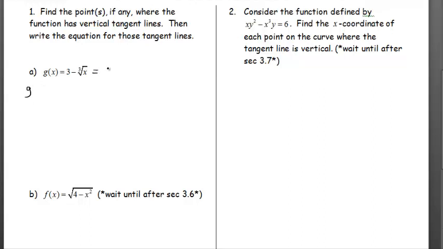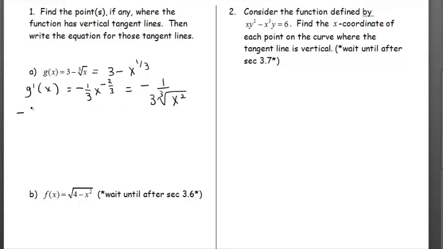Let's see. First of all, I'm going to do a little work here. 3 minus x to the 1/3. Let's find the derivative. Derivative of constant, 0. Power rule here, so negative 1/3 x to the negative 2/3. Okay, and I don't want to set this derivative equal to 0. I want to set it equal to 1 over 0. So let me do a little cleanup first. 1 over 3, and this is going to be x squared cube root.